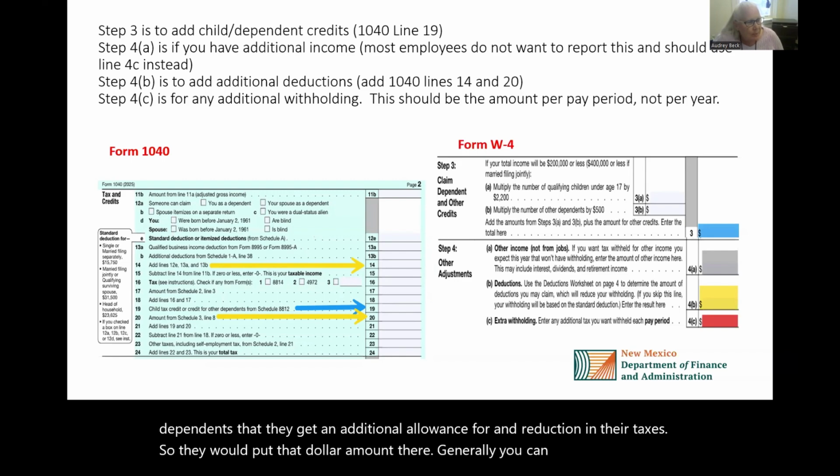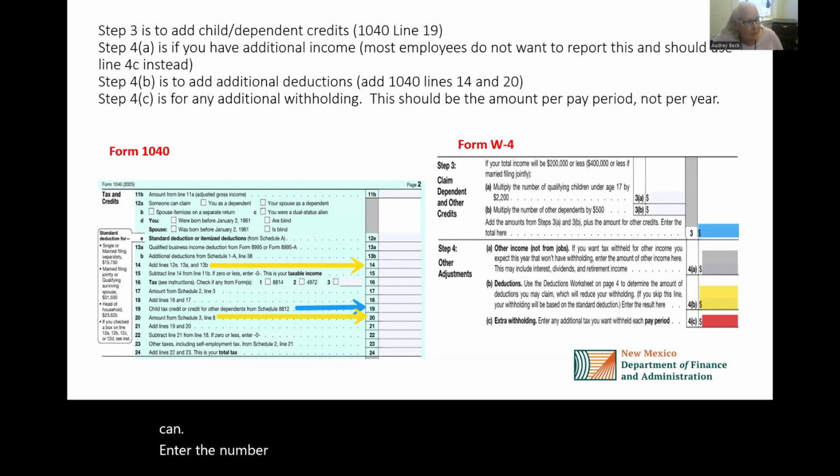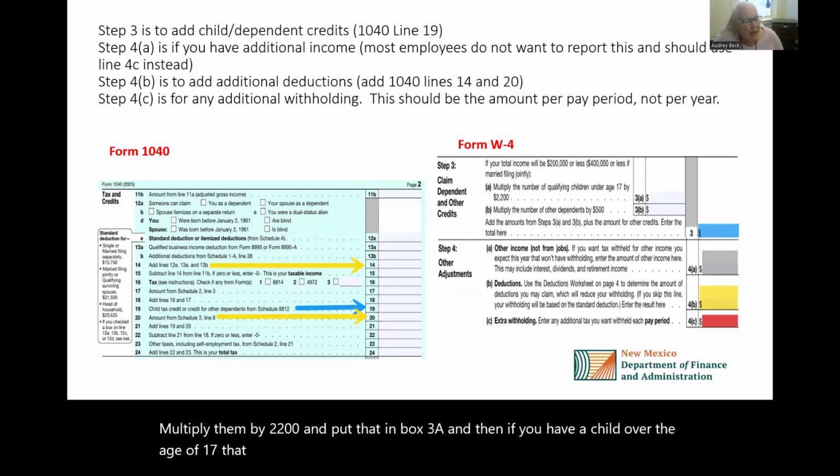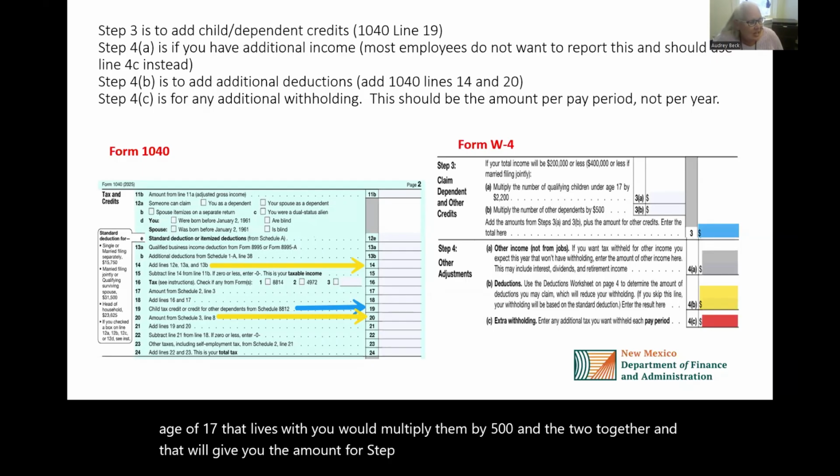You can enter the number of qualifying children under age 17, multiply them by 2,200 and put that in box 3A. And then if you have a child over the age of 17 that lives with you, you would multiply them by 500, add the two together, and that would give you the amount for step 3, which is the blue box.